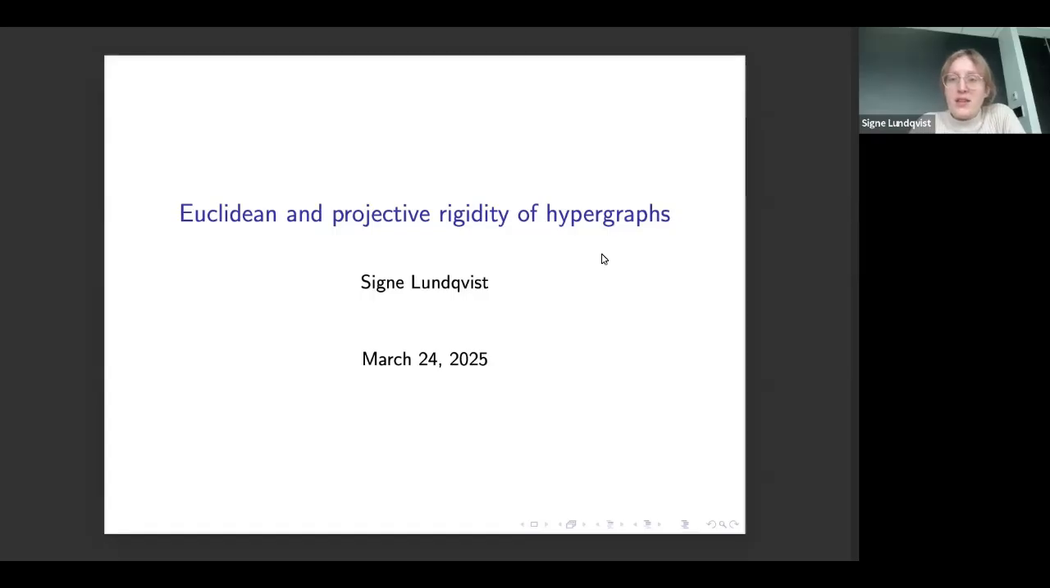So my name's Signe. I'm a PhD student at Umeå University, and I work in an area called rigidity theory. So most of this talk will be an introduction to different notions from rigidity theory, with, obviously, a bias towards the problems I've been working on and I'm currently working on.